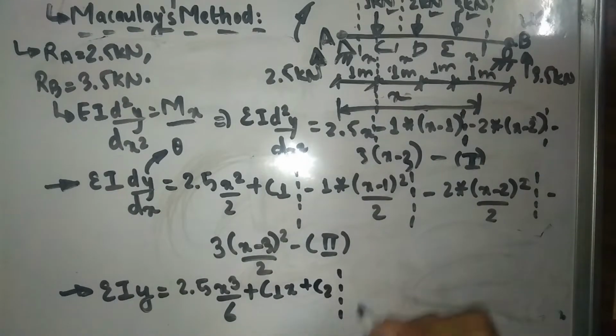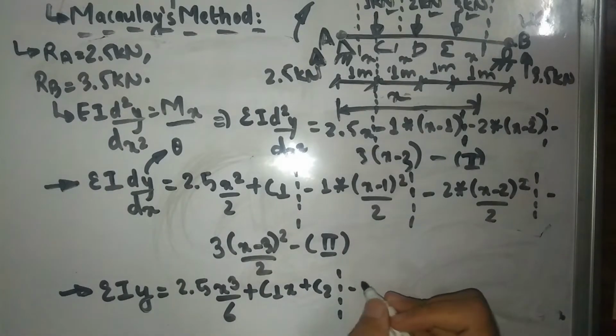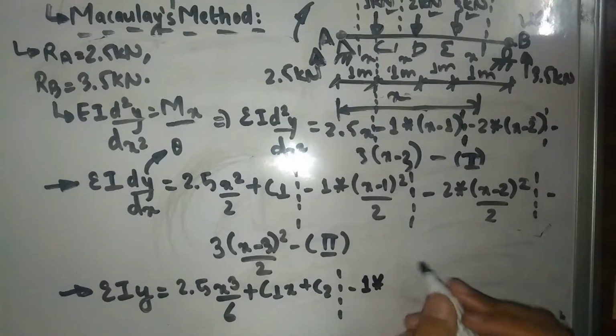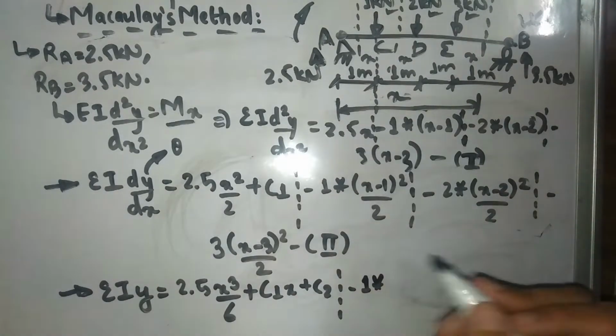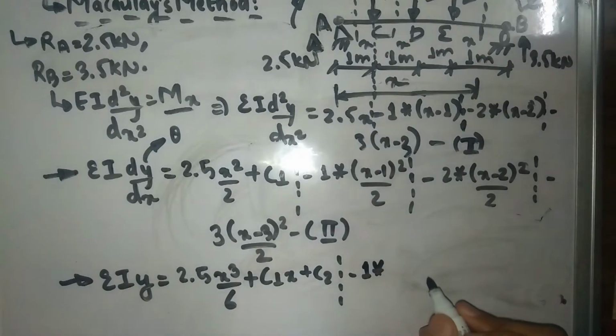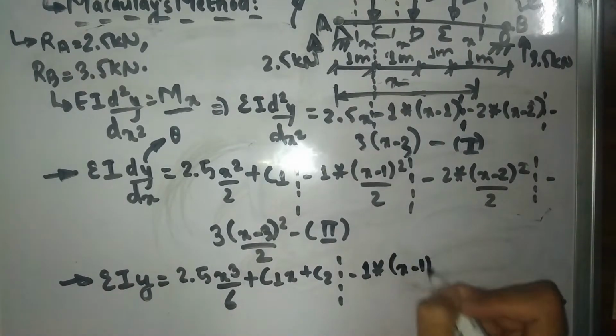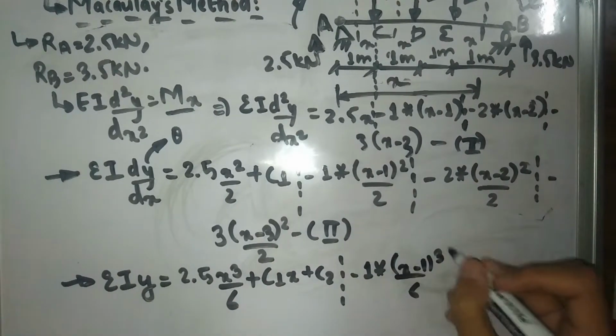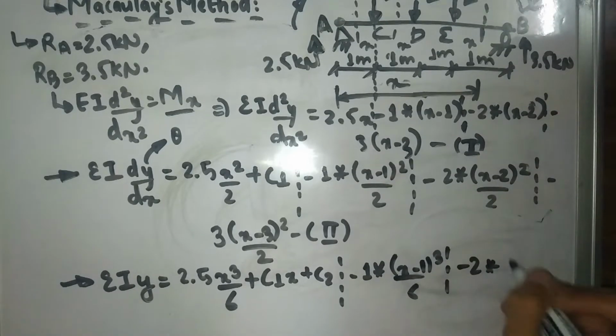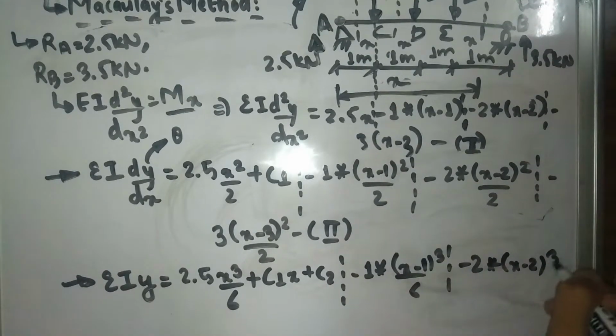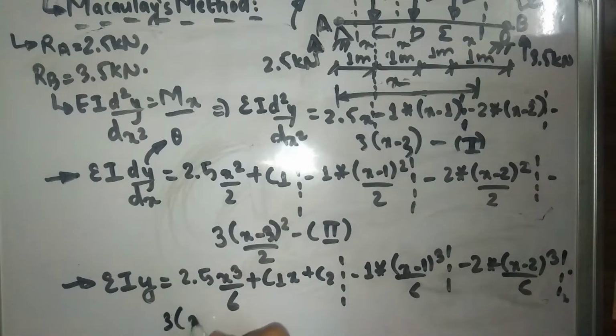Let me put my dotted sign, minus. By keeping dotted signs, we are just separating our sections. Minus 1 into x minus 1. We treat x minus 1 as x, so we get x minus 1 whole cube by 6, minus 2 into x minus 2 whole cube by 6. Again put dotted sign, minus 3 times x minus 3 whole cube by 6.